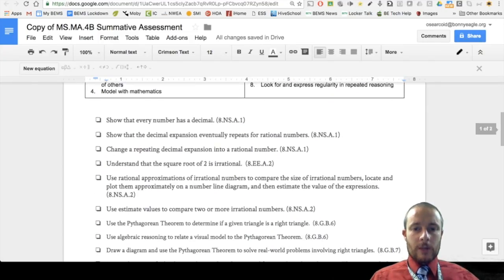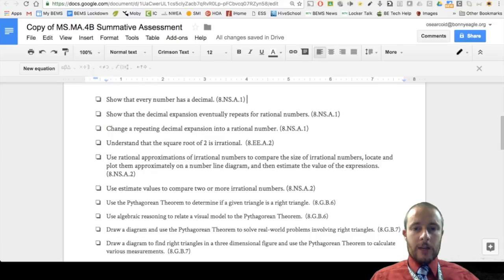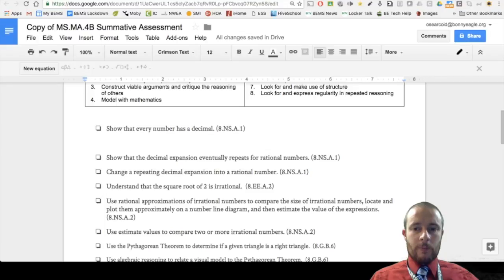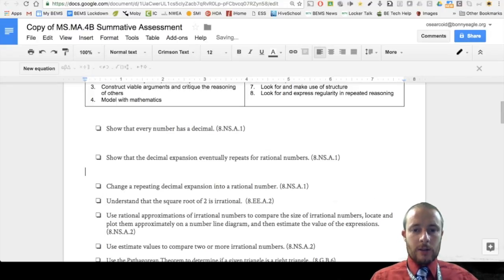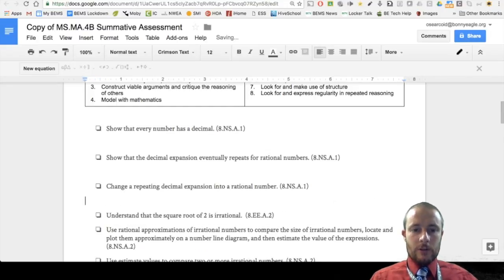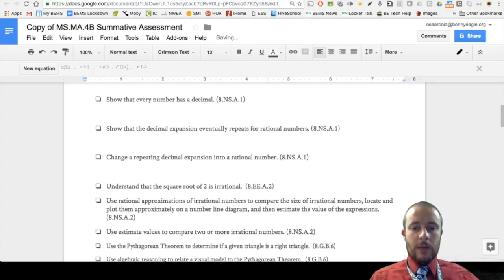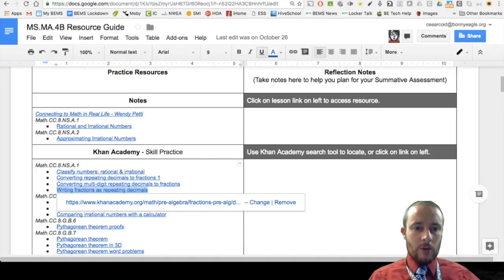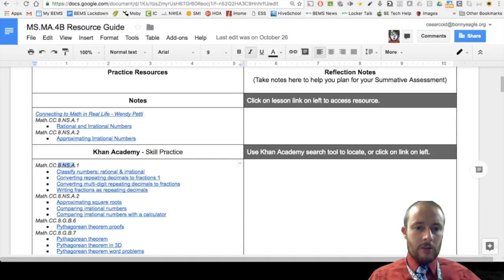Remember that what we're expected to do is provide an example for each of these skills right here. Sometimes you might be able to combine some of them together. Sometimes we might have to do them separately. But if we can combine them together, we will do so. One of the things we should also pay attention to is that this Common Core numbering system is common to what you'll find in the resource guide. So these first three, 8.NS.A.1, are common to this 8.NS.A.1 right here in your resource guide.